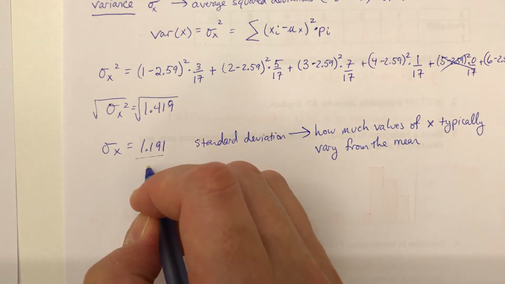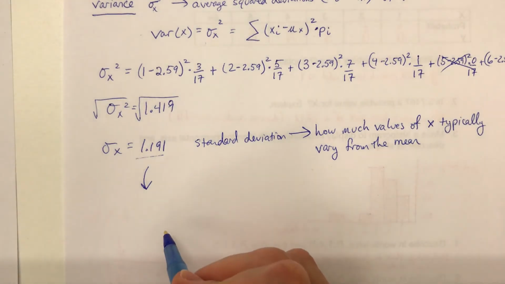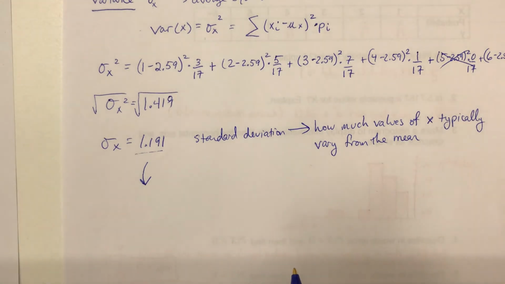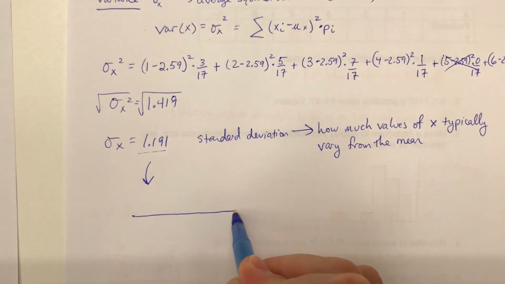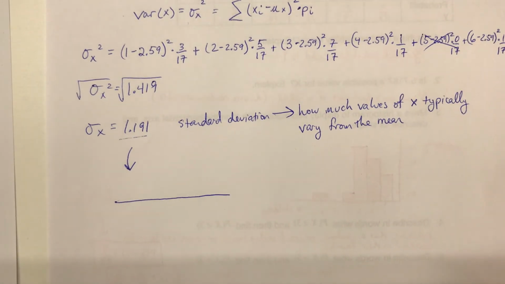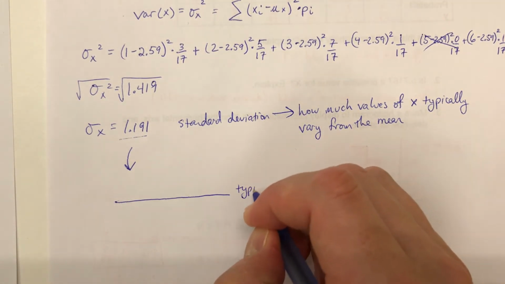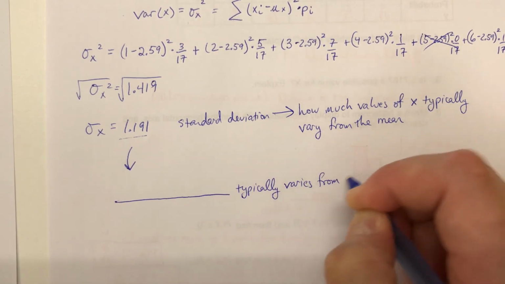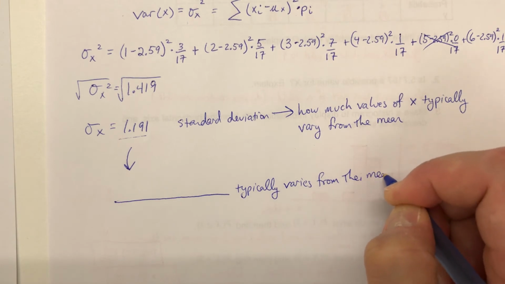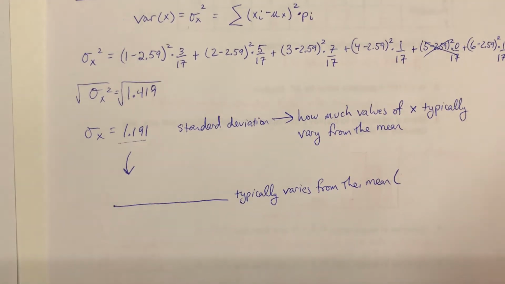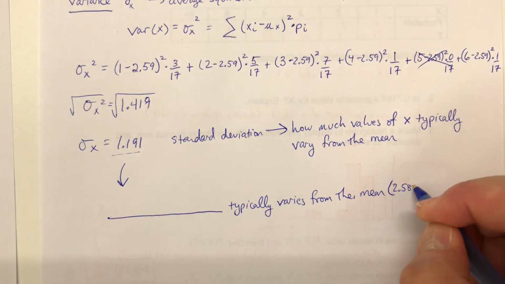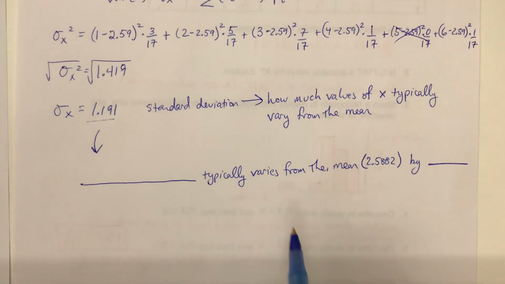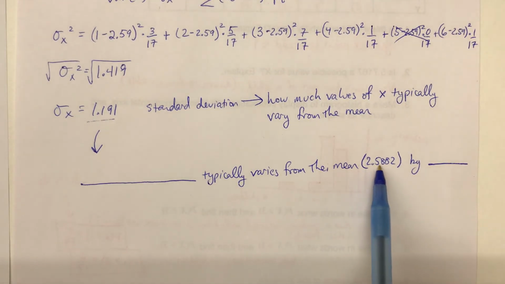So the way that we want to write this, there's kind of a form for this when we're writing this in terms of an FRQ. So we start with whatever the data is that we're measuring, typically varies from the mean. And in this case, we'll say the mean was 2.5882 by something. Okay, so the middle part is going to stay the same no matter what, other than this number.